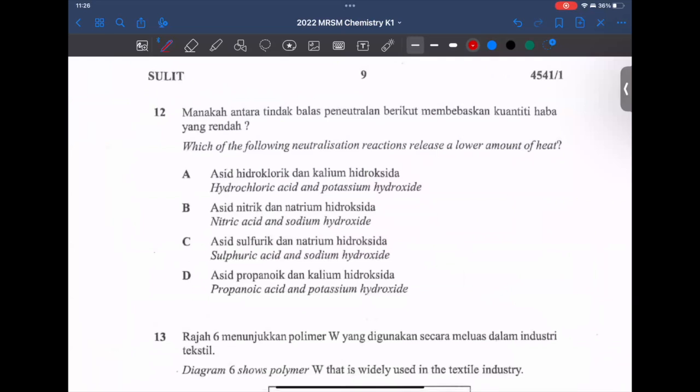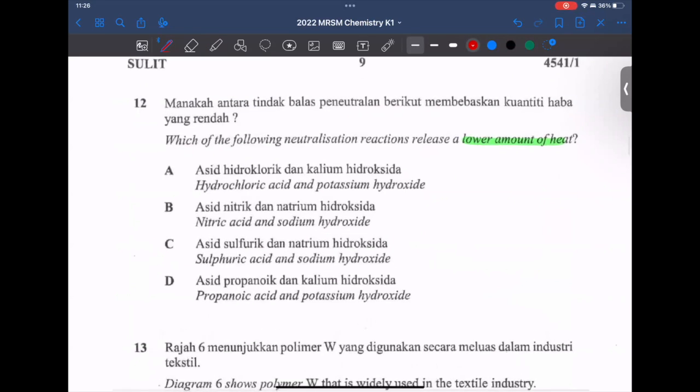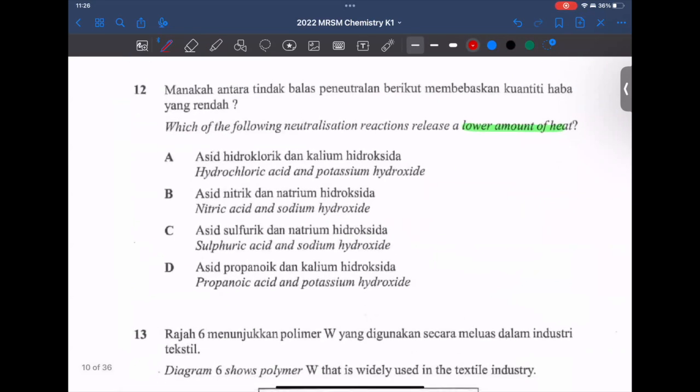12, which of the following neutralization reactions releases a lower amount of heat? So usually, a lesser amount of heat means there are fewer hydrogen ions or hydroxide ions present. So it must at least contain a weak acid or a weak base. If you see all these combinations, this is basically strong and strong, strong and strong, strong and strong. But the last one you see is propanoic acid. So this shows you that propanoic acid is actually a weak acid.